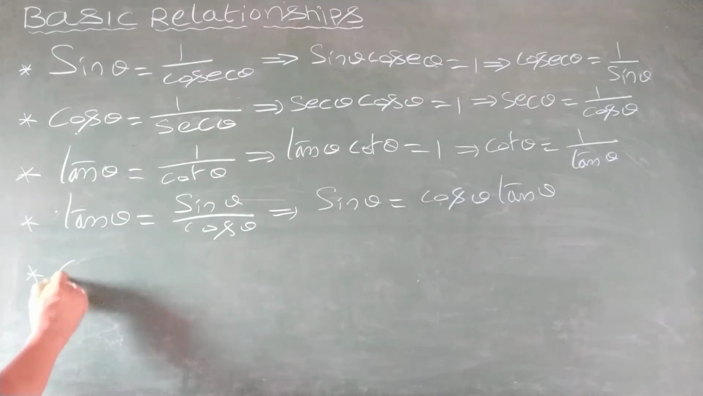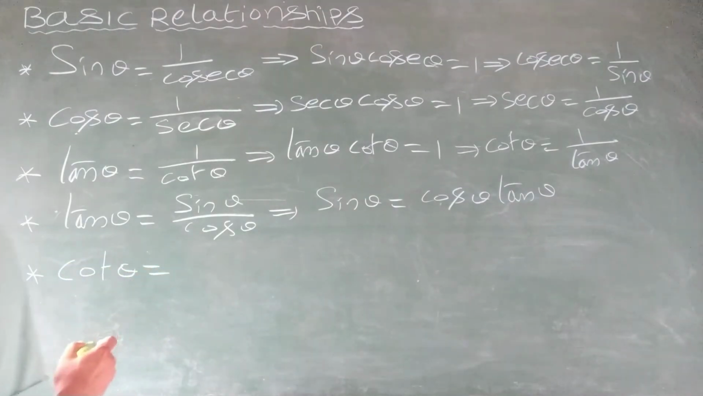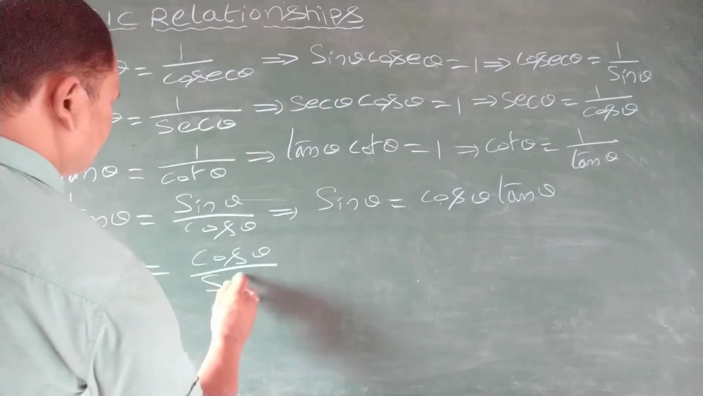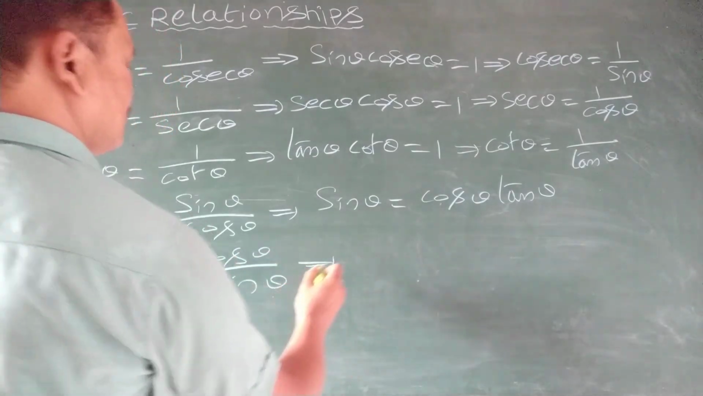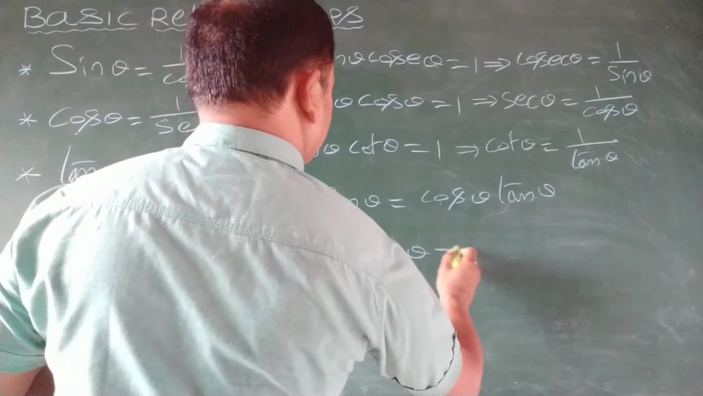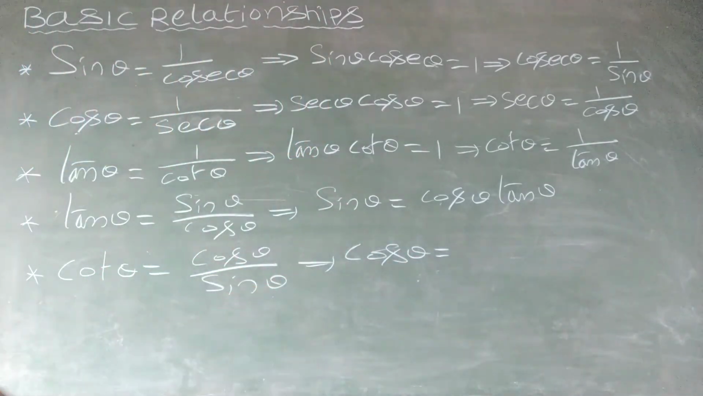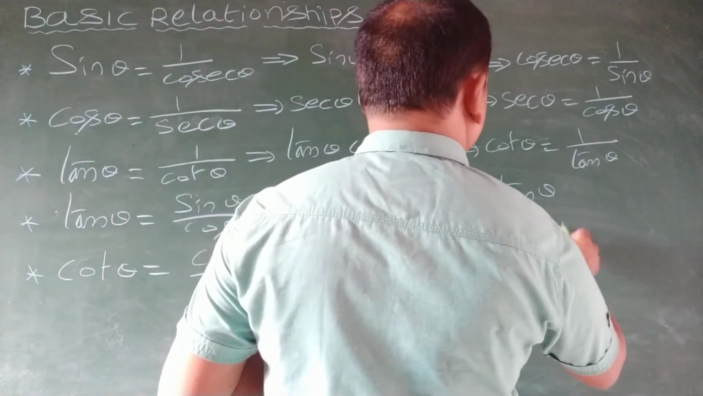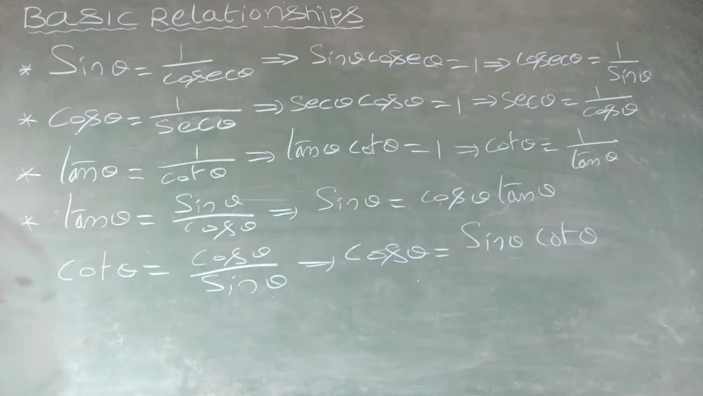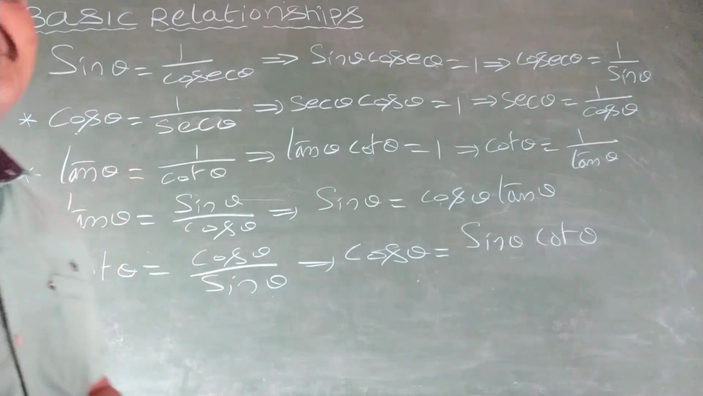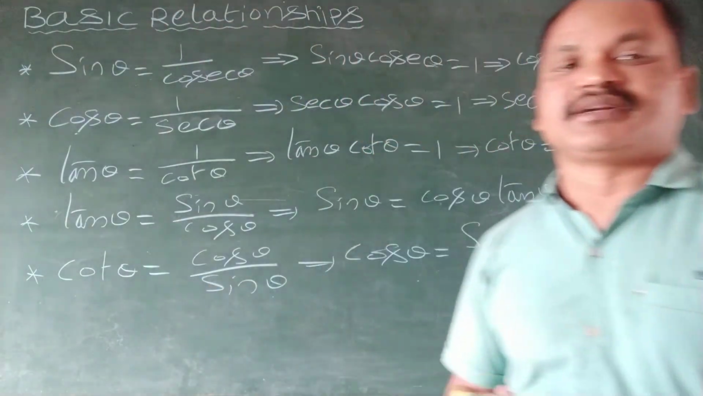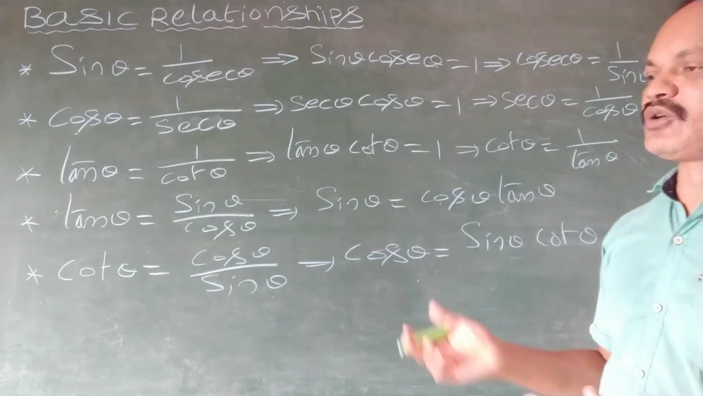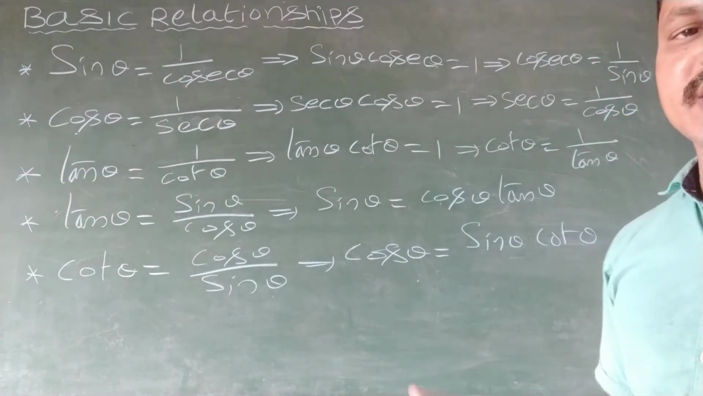Similarly, cot theta is equal to cos theta by sin theta. From this, cos theta is equal to the product of cot and sine, that means sin theta into cot theta. You can revise all these forms. These are the basic concepts and basic relationships, and the questions depend upon these basic relationships.